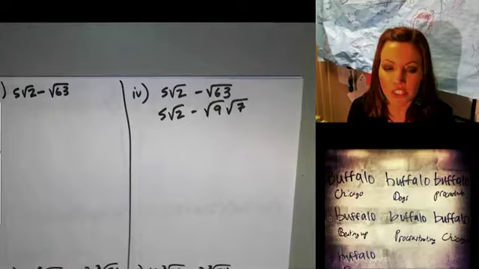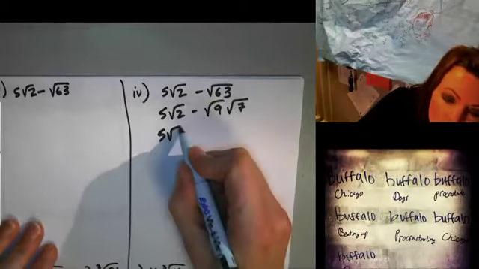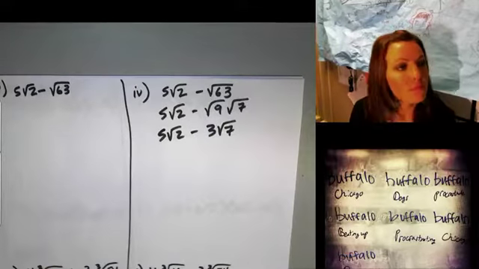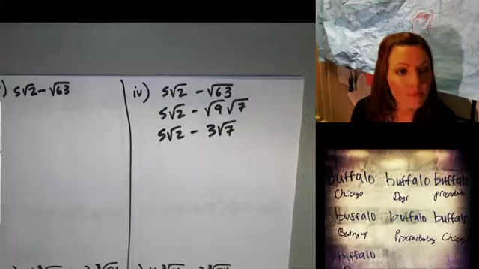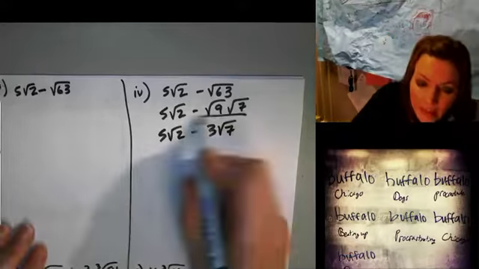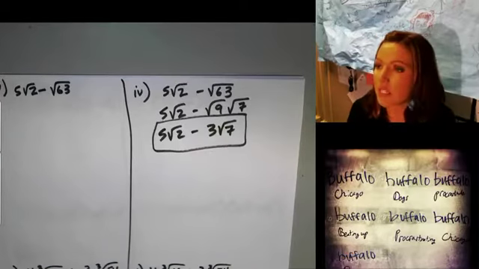Okay. What's the square root of 9? 3. Okay, now what? What do you guys think? Can we do anything else? No. Okay, so we just leave it like this. Sometimes that happens. It doesn't happen often, but it does happen to where even after we simplify it, we can't combine them, and that's okay.